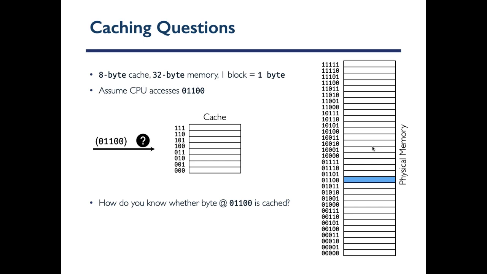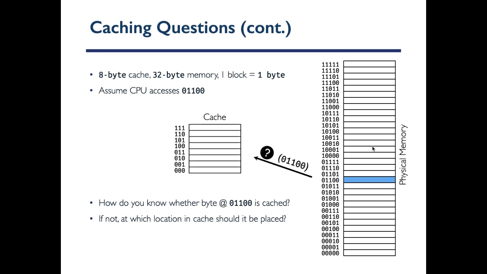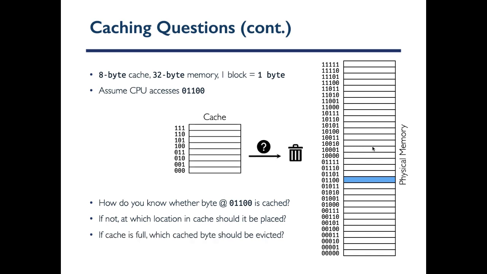The second question is, okay, let's say I didn't have it. Somehow I figured out it wasn't in my cache. Now I want to bring it in my cache. Let's say I'm frequently accessing this address. I want to cache it. Where should I put it? It's very close to the first question. And lastly, let's say my cache gets full and I need to bring in a new entity. So I need to evict one. Which one should I evict? So these are three main questions that we're going to actually answer now.